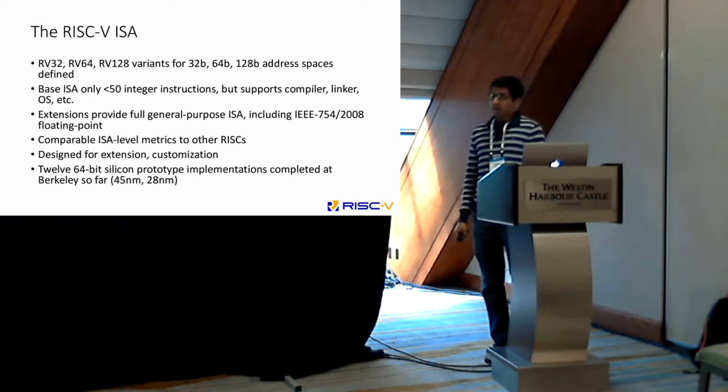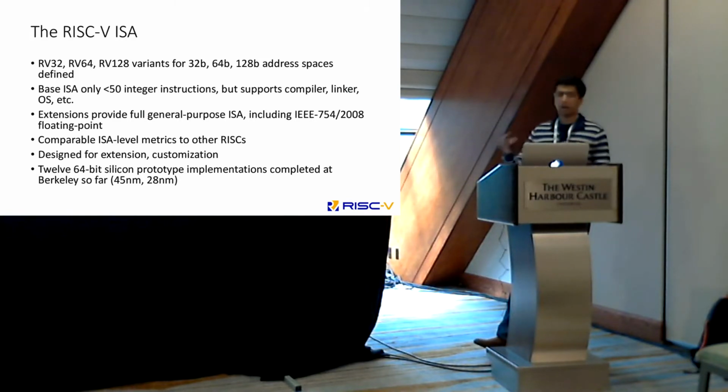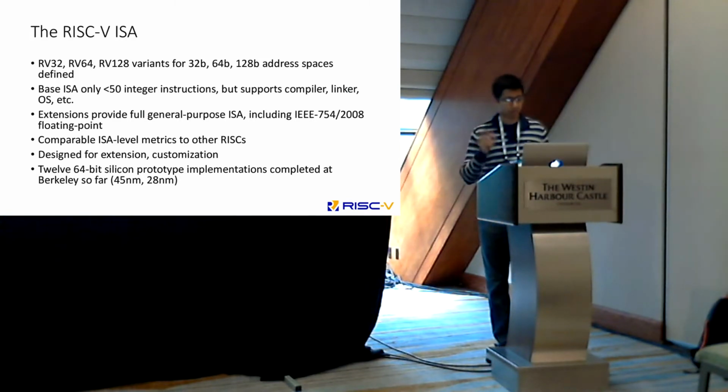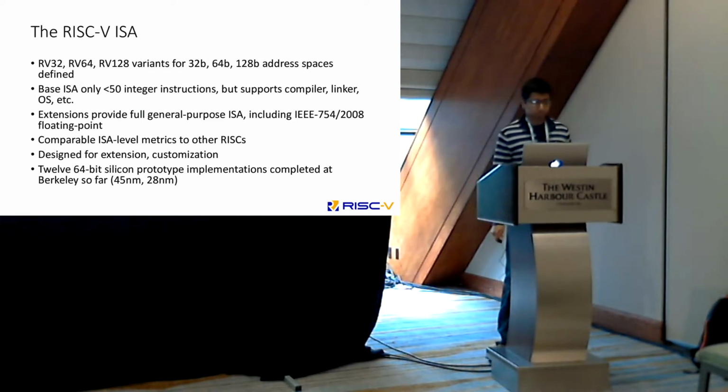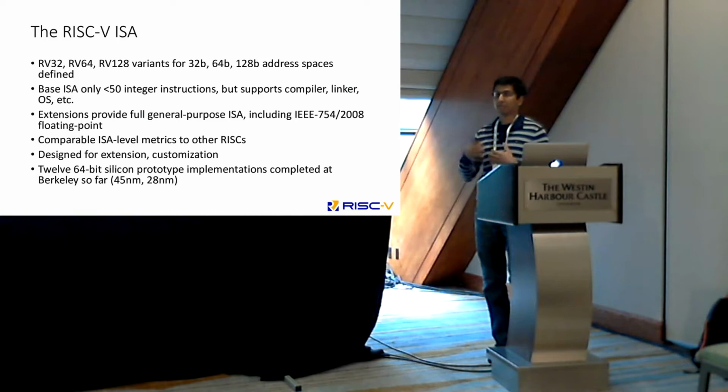The base ISA consists of less than 50 integer instructions, but this is enough to support a compiler, linker, and your operating system, minus privileged instructions. And then the design of RISC-V makes it really easy to add extensions on top.